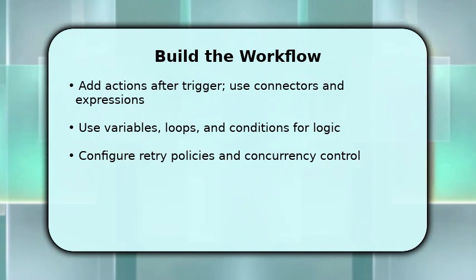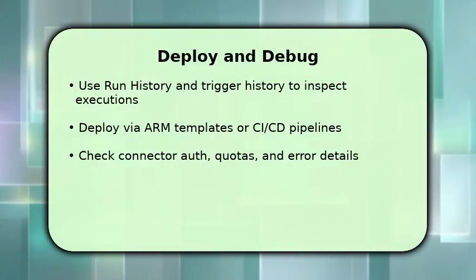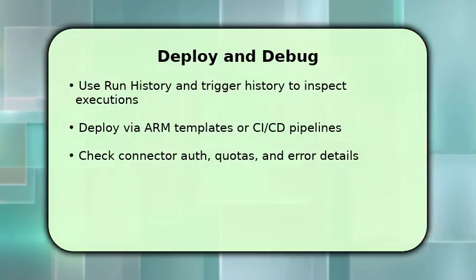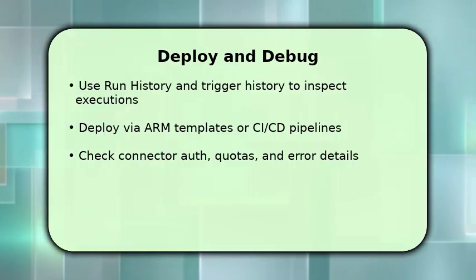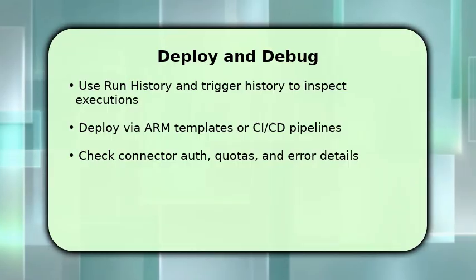You finish by saving and running the workflow, then examine run history to verify each action's input and output. Once validated, deploy via ARM template or set up a CI/CD pipeline for repeatable releases. Monitor metrics and set alerts for failures or throttling.